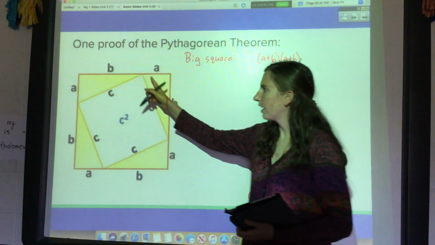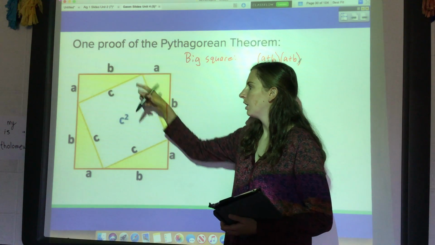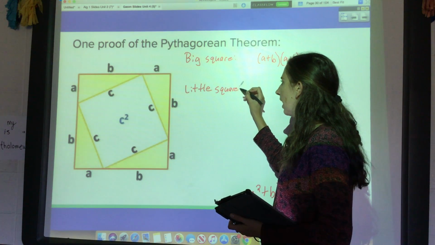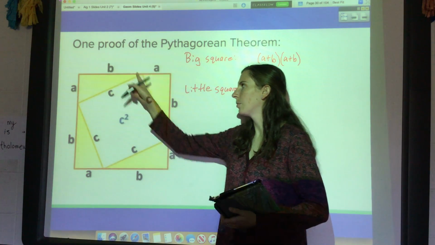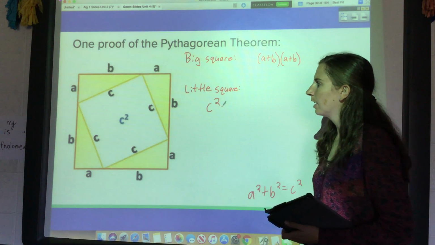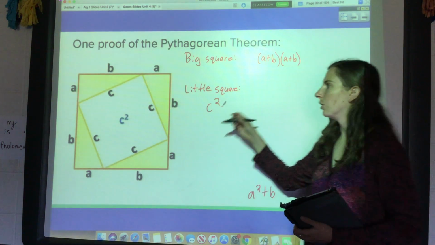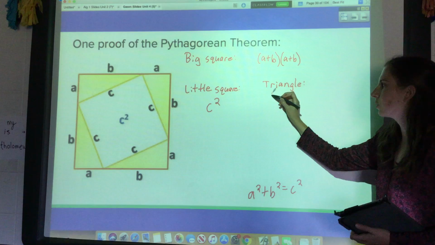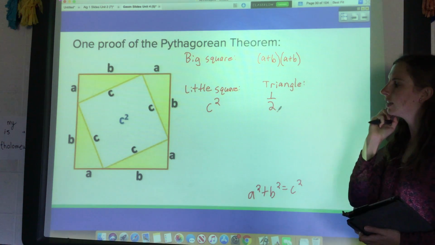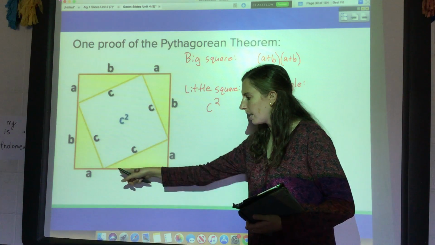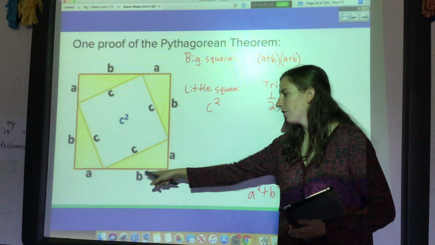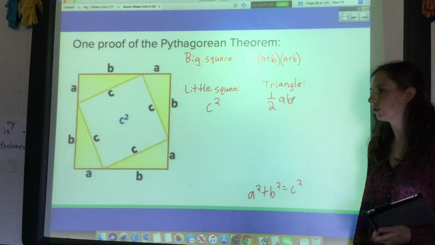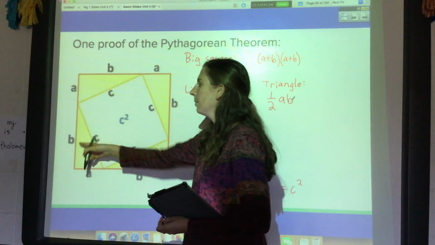I could also find the area of this little square here. As you see, the area there is c squared, since c times c is c squared. And for one of these triangles, the area of a triangle is 1/2 base times height. So the base of the triangle could be b and the height could be a, so 1/2 b times a, or 1/2 ab. That is the area of a little triangle. All the triangles should be the same, and I have 4 of them.